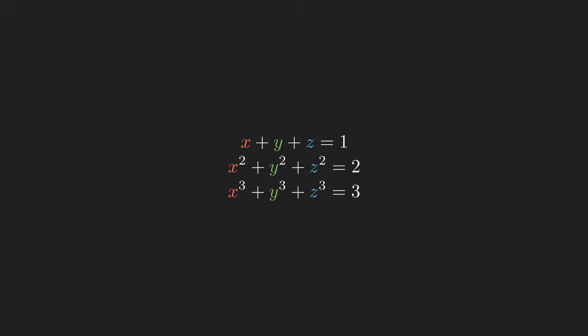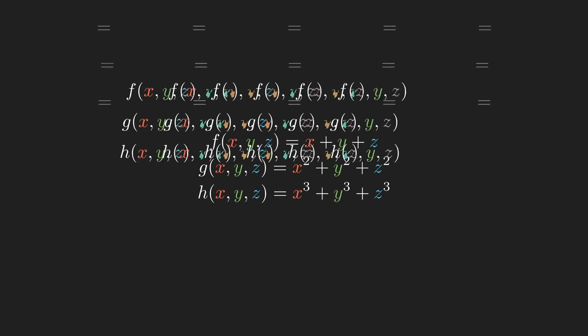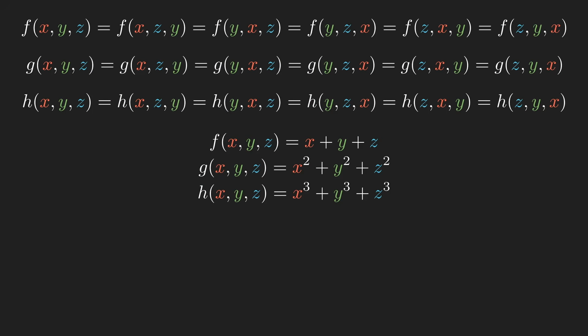A mathematically precise way of expressing the idea that all the variables play the same role is as follows. Suppose we define three multivariable functions, f, g, and h, based on the given equations. These functions have the property that it doesn't matter what order you plug the inputs in. For instance, f of x, y, z is the same as f of z, x, y because x plus y plus z equals z plus x plus y, no matter what x, y, and z are. We can say something similar for g and h. In fact, any ordering of the three variables yields the same result. A mathematician would say that f, g, and h are symmetric.